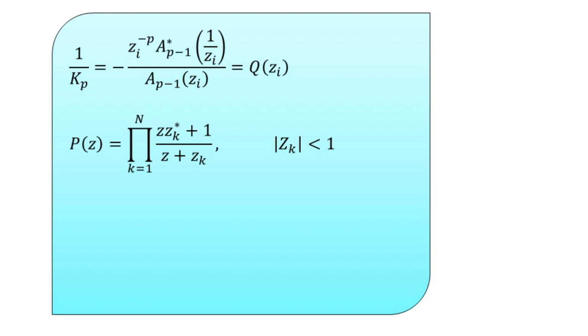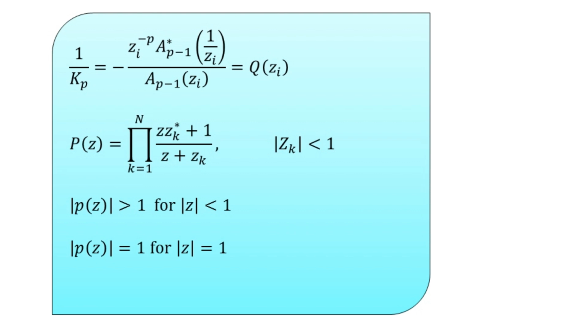So for this generalized form of the all pass function, the property satisfied is that the magnitude of the LHS representation, mod of P(z), will be greater than 1 for mod z less than 1. Mod of P(z) is equal to 1 for mod z equal to 1, and mod of P(z) is less than 1 for mod z greater than 1. So see the changes with respect to the mod z values and mod P(z) values.